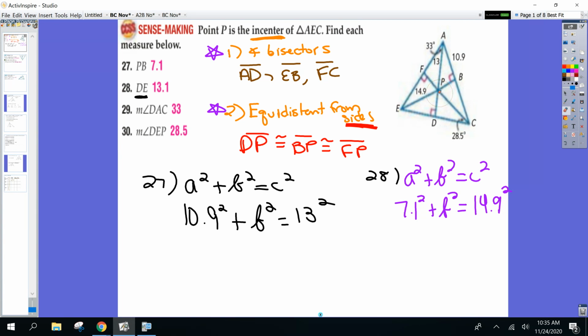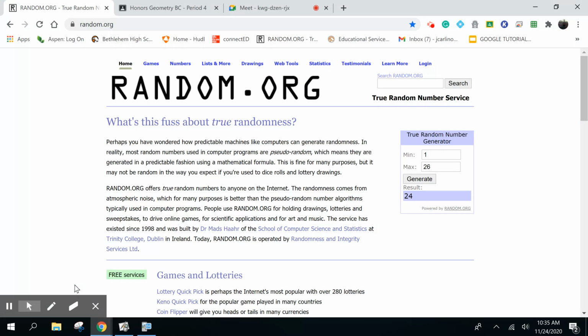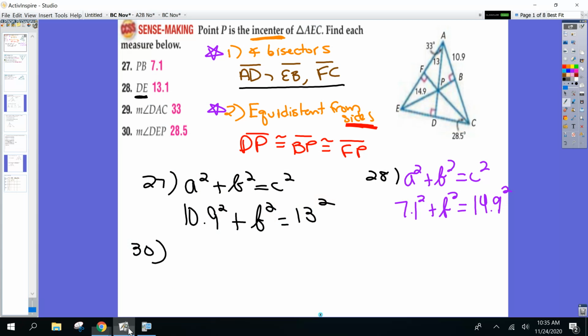Number 30. I'm not going to use the fact that it's equidistant from the sides. I'm going to use the fact that these three are angle bisectors. So first person I need, Atticus. I'm going up top here. Angle A, I got part of it's 33. What's the other part have to be then?